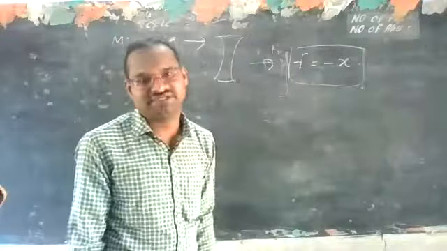hypermetropia, we should use convex lens of focal length x into d by x minus d. This is the focal length that we need to use for correcting hypermetropia. Here what is x? X is the near point for the hypermetropic eye. Here x is the far point for a myopic eye. That you need to remember. Okay? Clear? These are the formulas. You must remember these two.